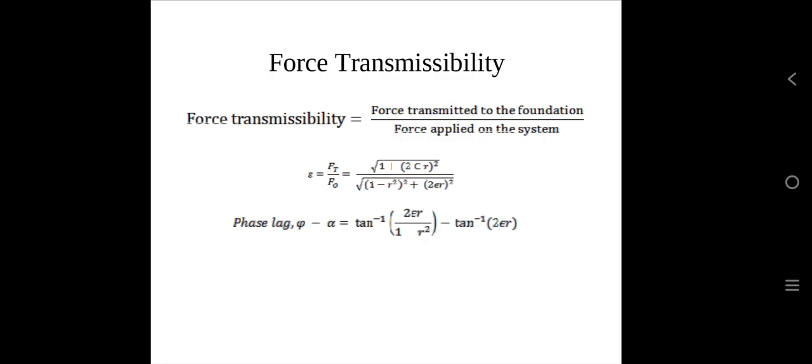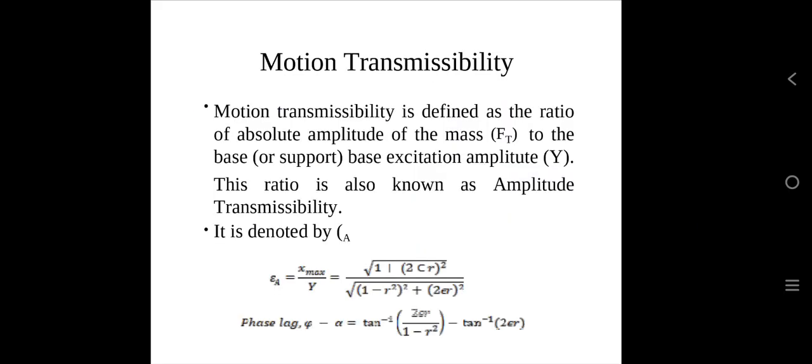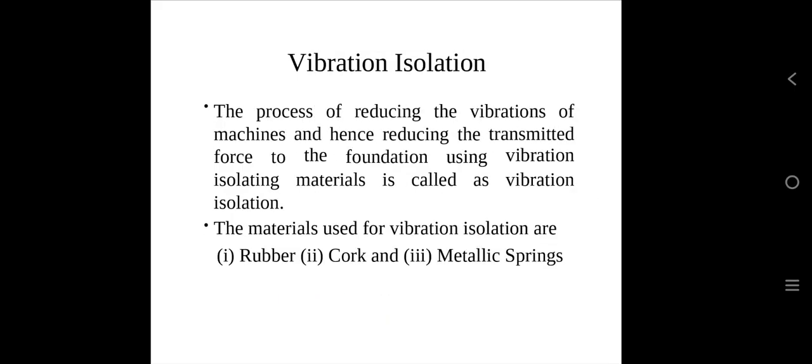So this is the force transmissibility: the force transmitted to the foundation divided by the force applied on the system. The motion transmissibility is defined as the ratio of the absolute amplitude of the mass to the base excitation amplitude. This ratio is also known as the amplitude transmissibility. Next one is vibration isolation. The process of reducing the vibration of the machine and reducing the transmitted force to the foundation using vibration isolating material is called vibration isolation.